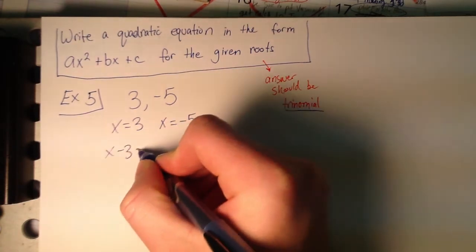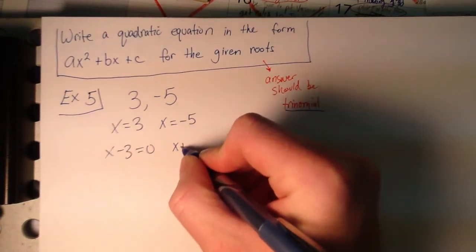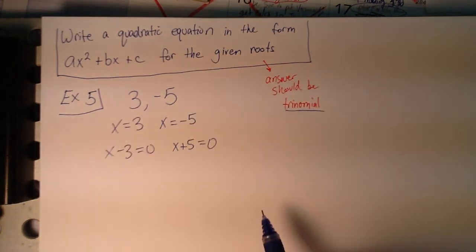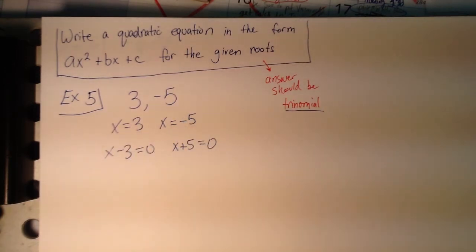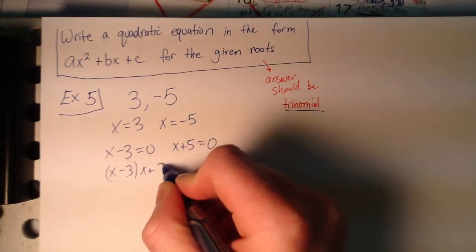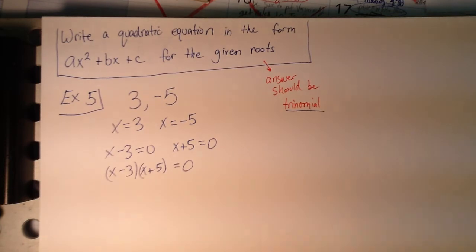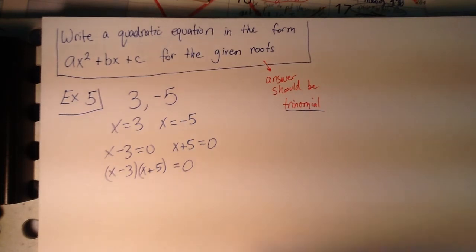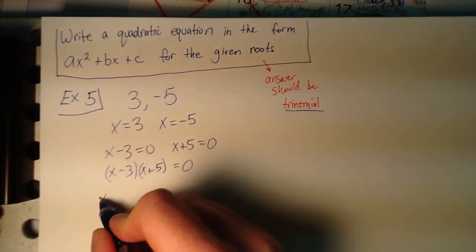So x minus 3 equals 0. X plus 5 equals 0. I just turned each equation into a factor set equal to 0. Remember, I've been making a big deal about setting it equal to 0, so we're going to do that again. Once you have two factors set equal to 0, put those two factors next to each other, and if you're paying attention to how it's shaping up, yeah, you're going to FOIL it out. If you were thinking FOIL, you're right on. So, first, outside, inside, last.